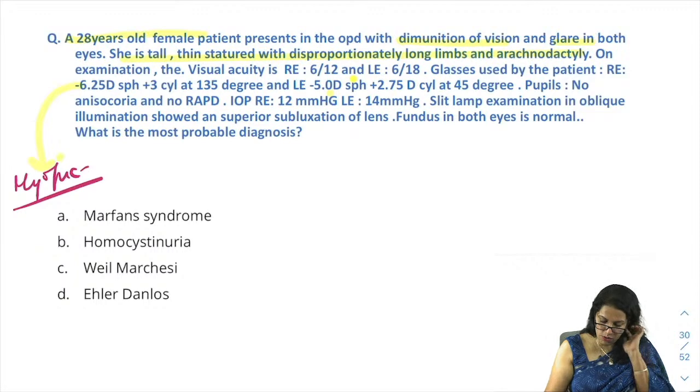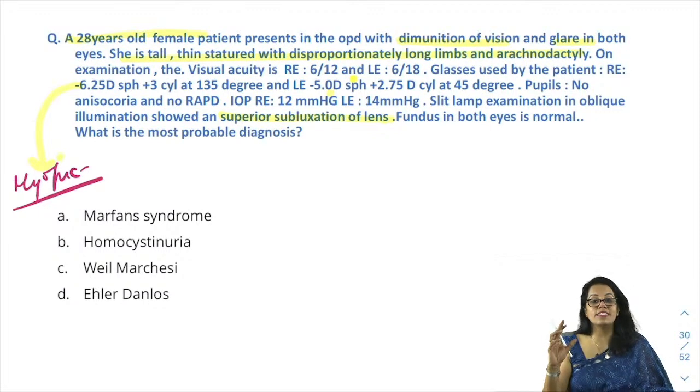And no anisocoria, no RAPD, that means the optic nerve part and everything is fine. Pressures are fine, slit lamp examination and oblique shows superior subluxation of lens. So sorry, superior subluxation of. Okay, so fundus is again normal. So yes, we are talking about Marfan.